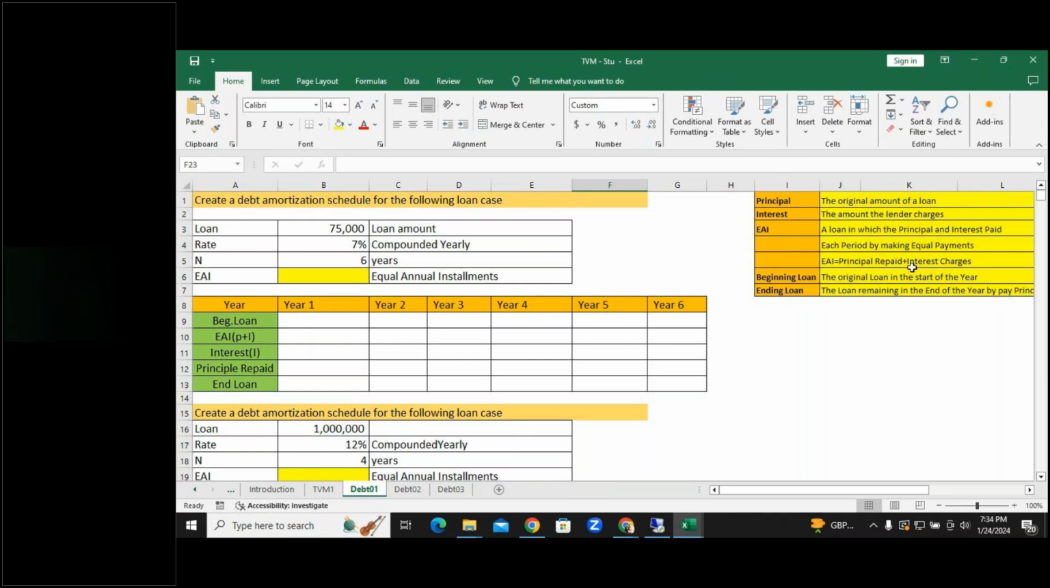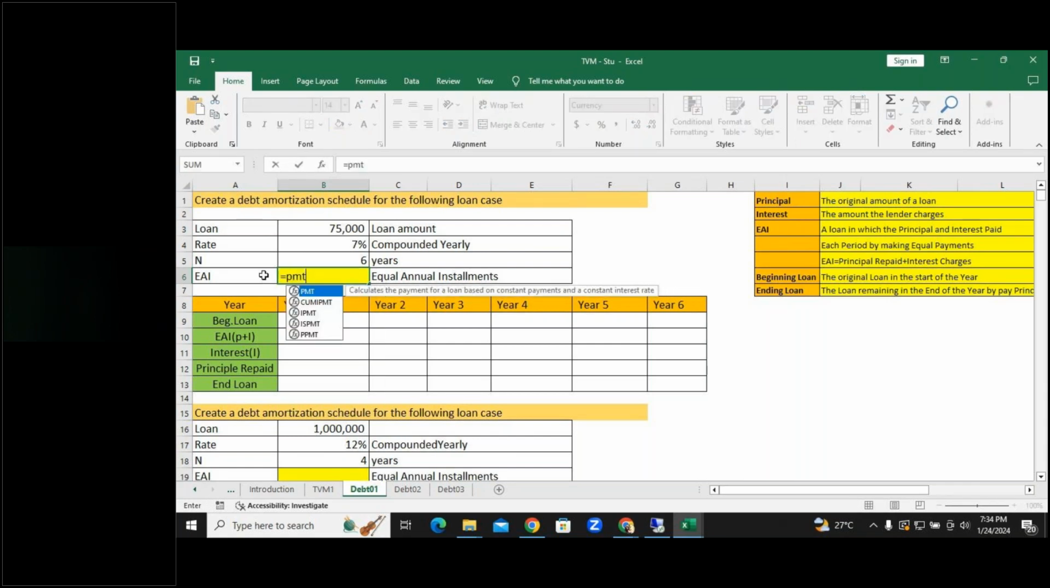So here we first have to calculate the EAI, that is the PMT payment. I have to calculate how much I need to pay per year. So I type equals PMT. I want you people to first listen and understand, and then I will give you the time to solve it.